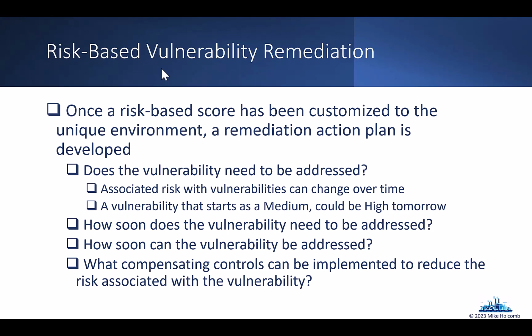That's the idea of a compensating control. We're not fixing the actual vulnerabilities, but in this case, we're applying compensating controls instead of taking the plant down and fixing the actual issues. We're reducing the risk, or potentially even eliminating it, if the compensating controls provide enough risk reduction.